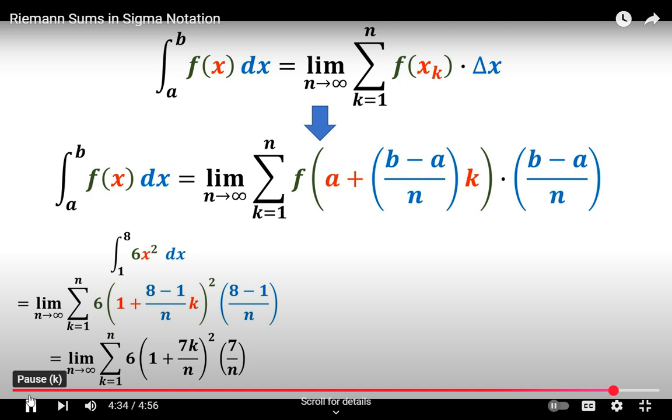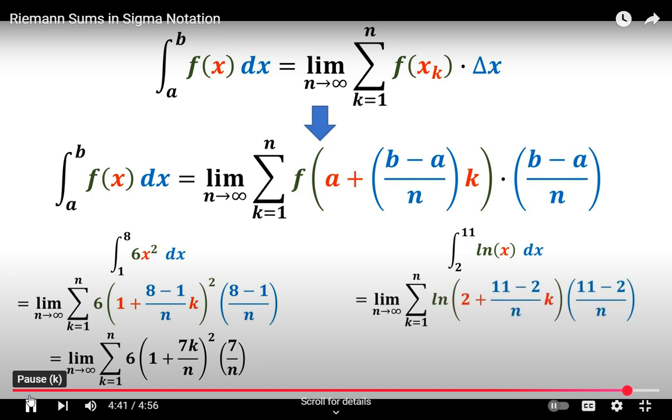Another example is the definite integral of the natural log of x from 2 to 11. Again, we switch to the limit of the sum, and again we replace x with a plus delta x times k, and we replace delta x with b minus a over n. Finally, simplifying, we get this expression.